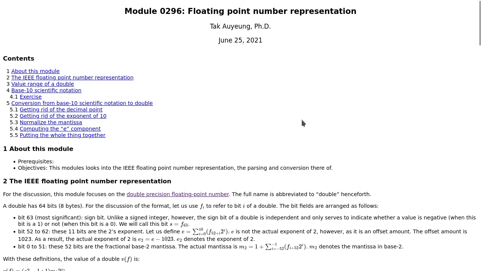All right, well, I'm going to start the recording and also the lecture. What we're going to talk about today is a new topic. It's about floating point number representation.